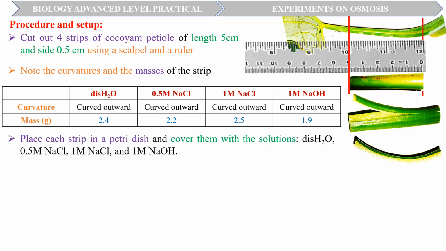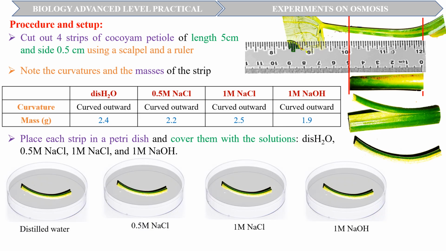Using a label tag, label 4 petri dishes on the side as distilled water, 0.5 molar sodium chloride, 1 molar sodium chloride, and 1 molar sodium hydroxide. Place each strip in a petri dish and pour the respective solutions to completely cover them. Allow the setup for 30 minutes using a wall clock for timing.